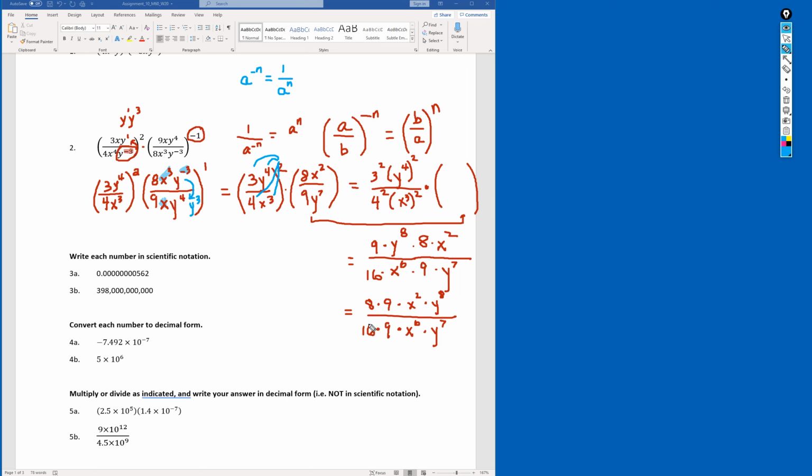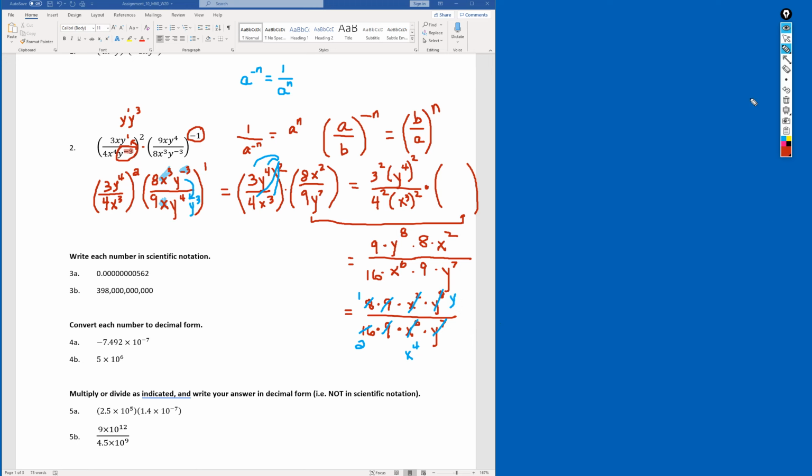8 over 16, well, you can take a factor of 8 out of both of those. This leaves me with a 1. This leaves me with a 2. 9 over 9, that just equals 1. Just cancel them. X to the 2 over x to the 6, that just leaves me with x to the 4 in the denominator. Y to the 8 over y to the 7, that just leaves me with a plain old y to the 1 in the numerator. All right.